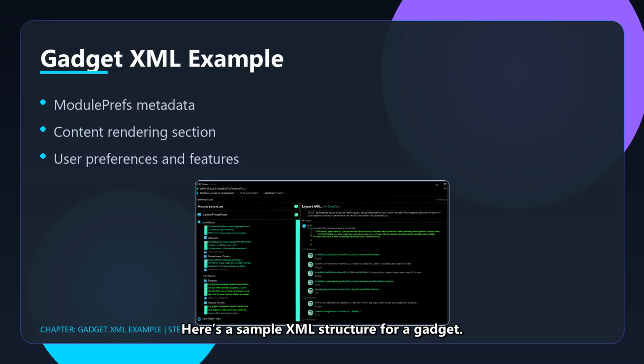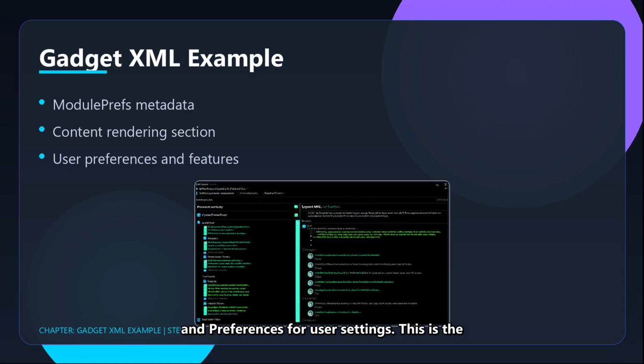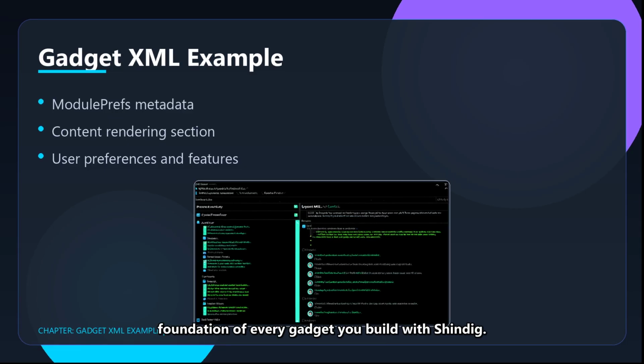Here's a sample XML structure for a gadget. It includes module prefs for metadata, content for rendering, and preferences for user settings. This is the foundation of every gadget you build with Shindig.